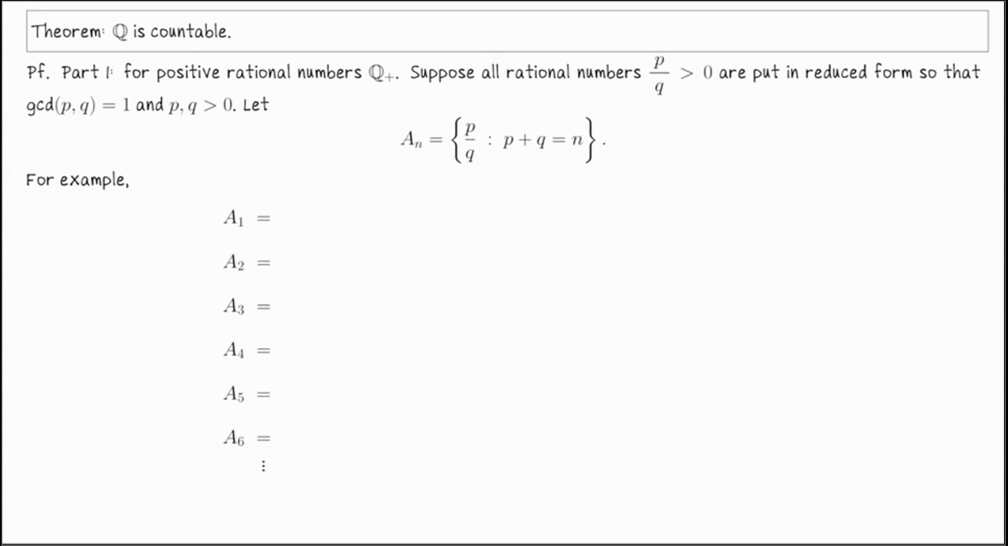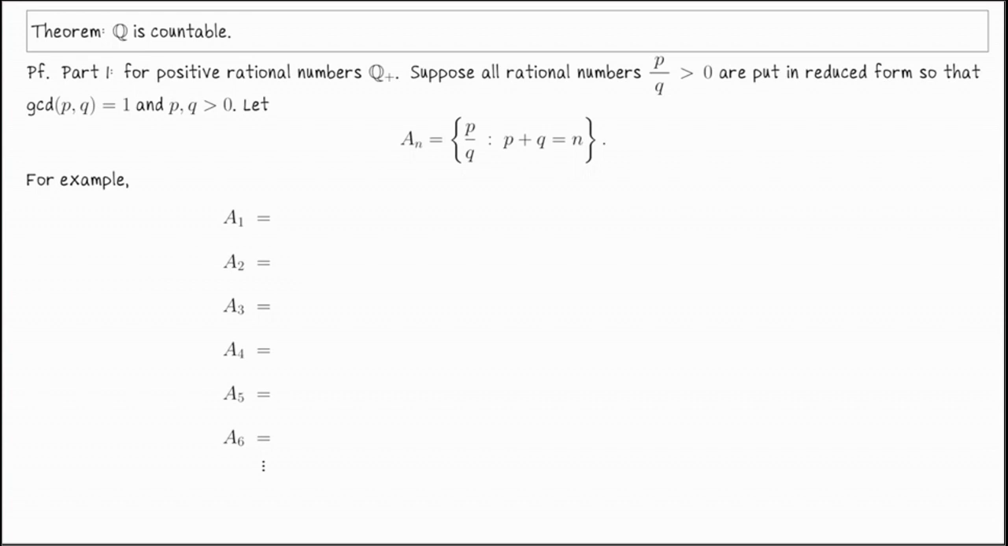Okay, our proof is actually going to be pretty short. We're going to show that the set of positive rational numbers is countable. And then we'll use that previous theorem to put that together with the set of negative rational numbers together with 0 to conclude that overall the set of rational numbers is countable.